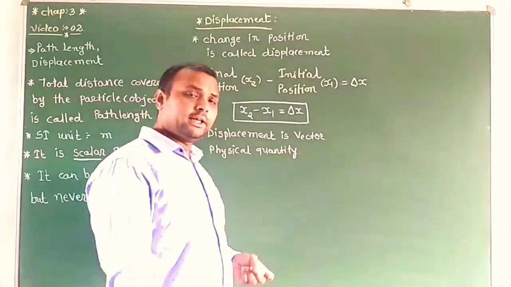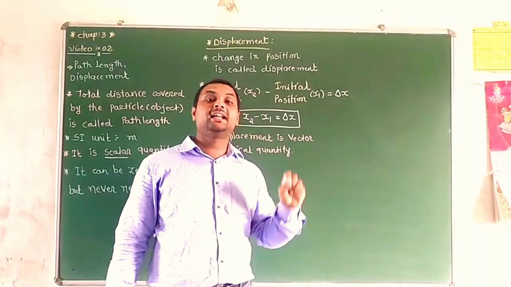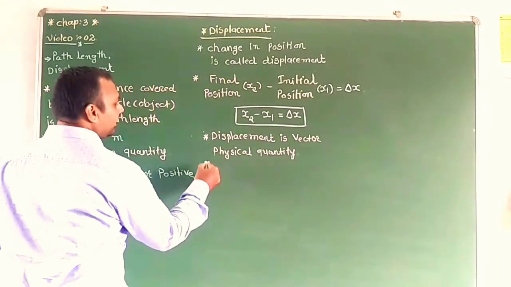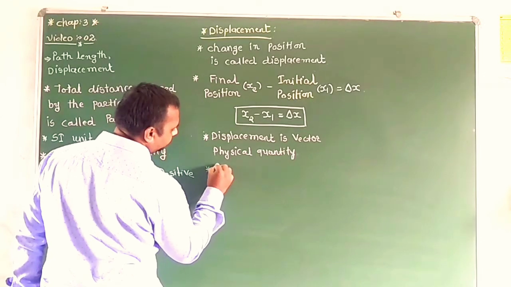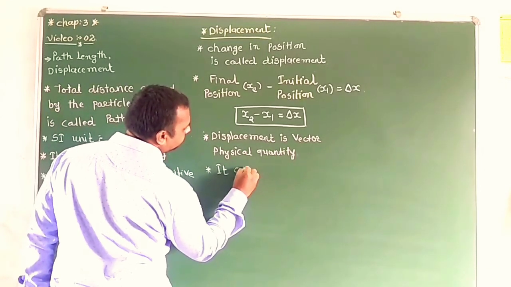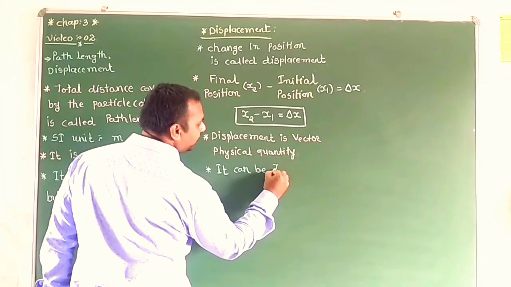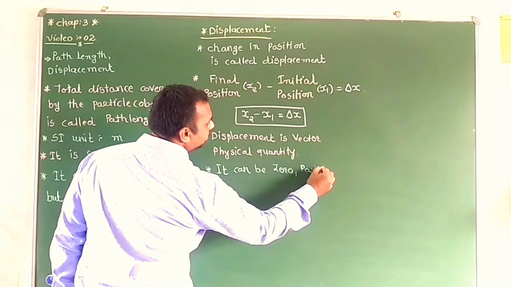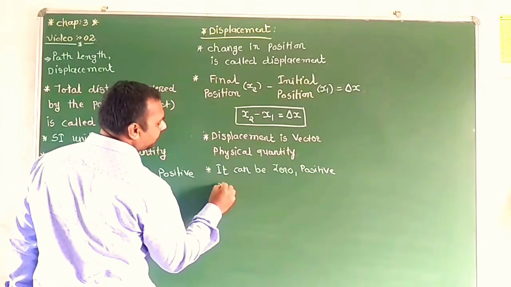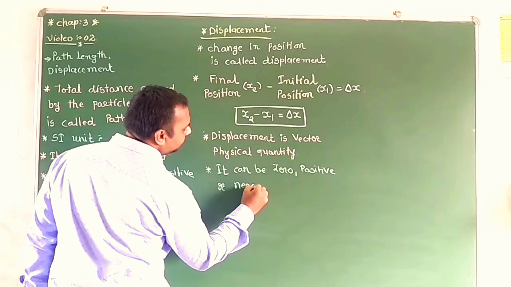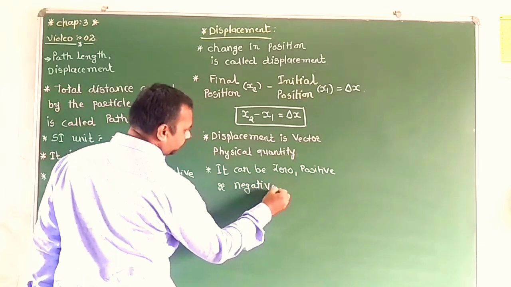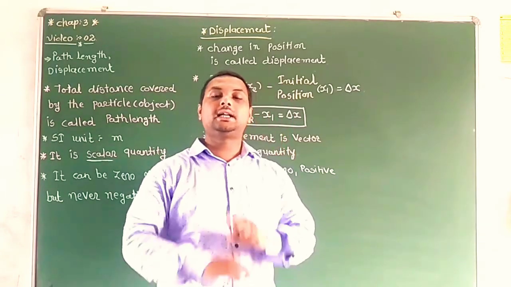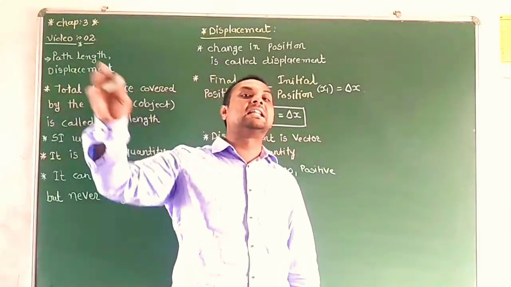Okay, one more thing, it can be zero, positive, or negative. Okay, but it never can be greater than the path length.